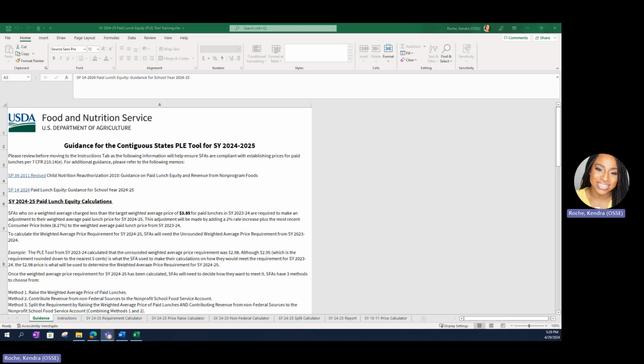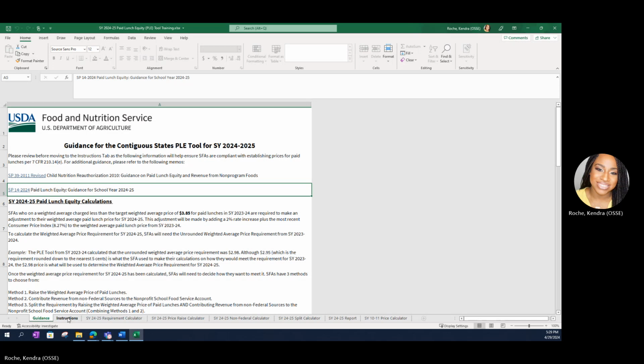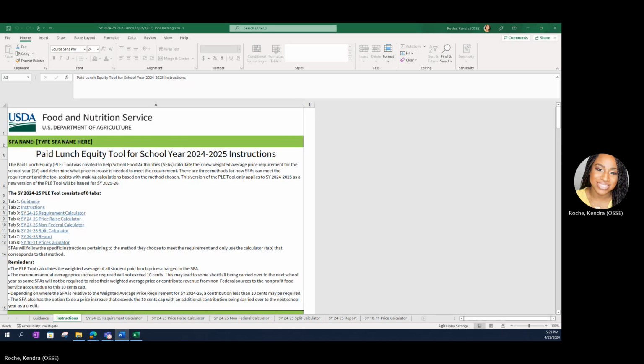The PLE tool is an Excel document with 8 tabs, the first being a step-by-step guide. It is strongly recommended to first print, then thoroughly read these instructions. Before you begin entering information into the tool, make sure you have enabled editing. Please note that the green shaded cells, such as the cell next to SFA name, are designated data entry cells. Only enter information into these colored cells. The remaining cells will automatically fill in based on the information entered into the green cells.